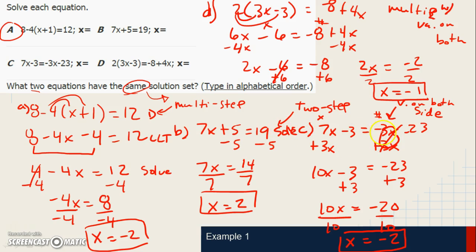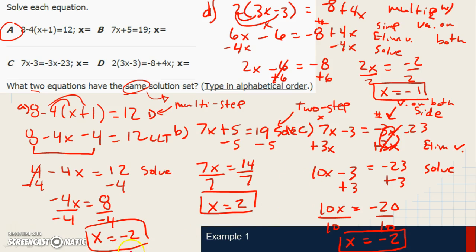And with the variables on both sides, the first thing was to eliminate the variable, and then we started to solve for the variable, right? And then with our multi-step and variables on both sides, we simplified, then we eliminated the variable, and then we solved, right?